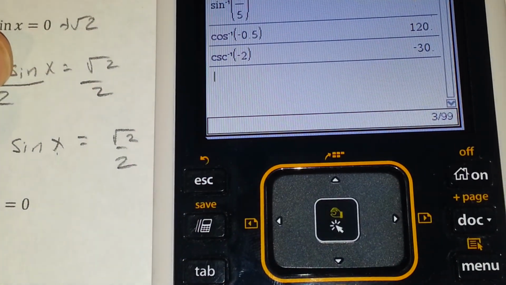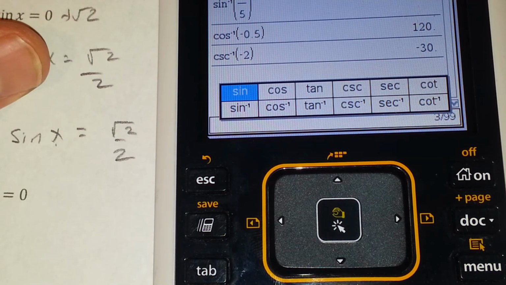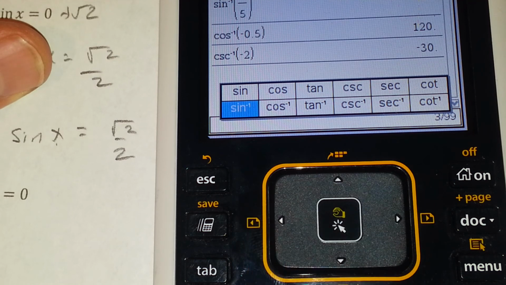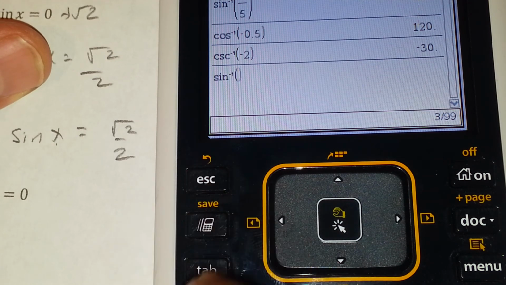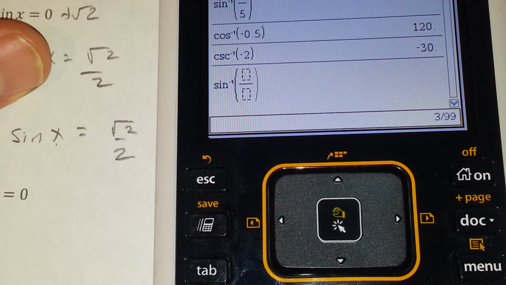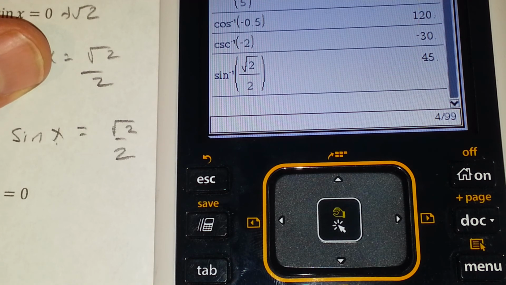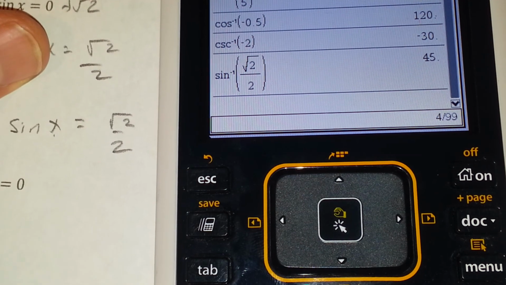Now my last thing will be trig, inverse sine, control divide, there's my root 2 over 2, enter, 45 degrees.